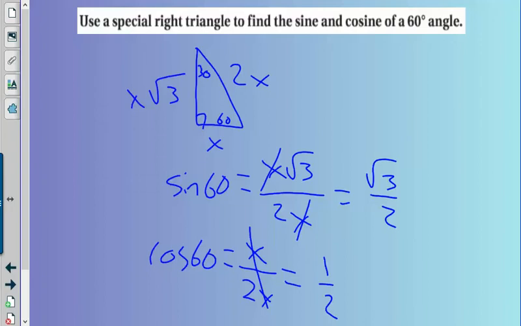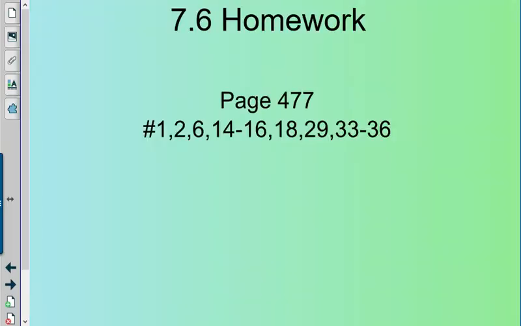And you'll see a question like this in your homework. I just think that they're kind of fun, interesting questions to work with. And there you go. That's sine and cosine.